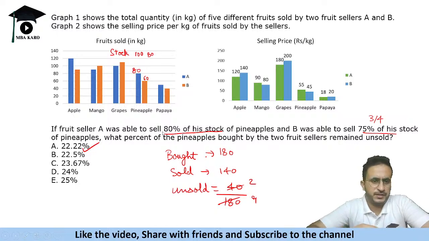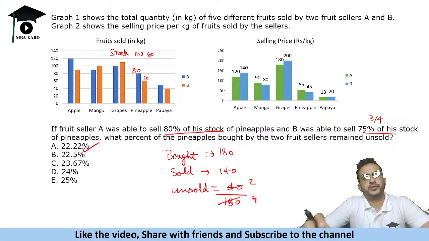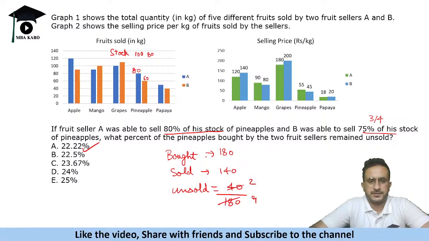It's a very simple question that was based on percentages. So your concept of percentages should be thorough to tackle data interpretation.